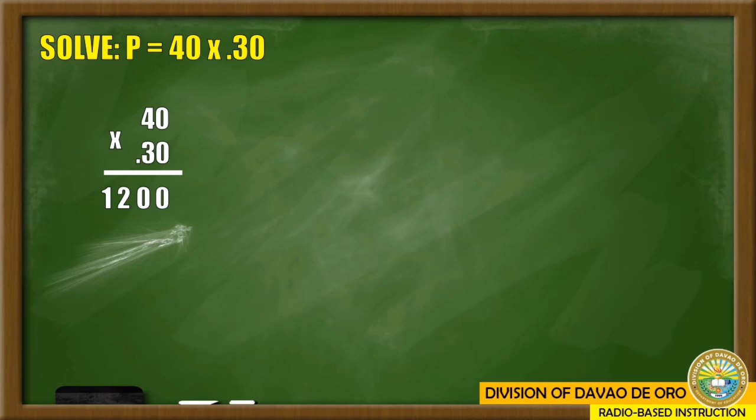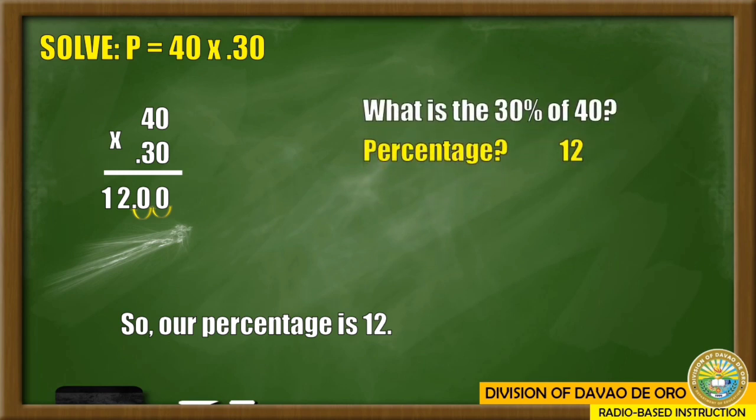And our decimal point will be put in the middle of 0 and 2. So our percentage is 12. So our answer is 12. Understood? Very good.